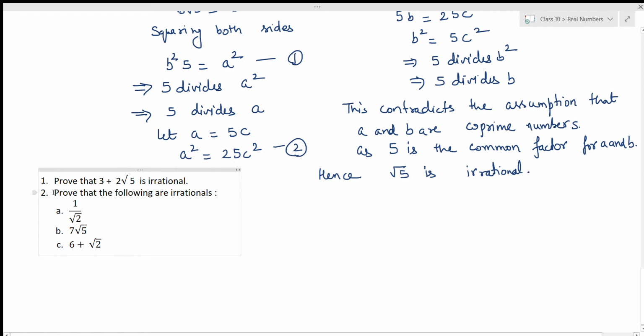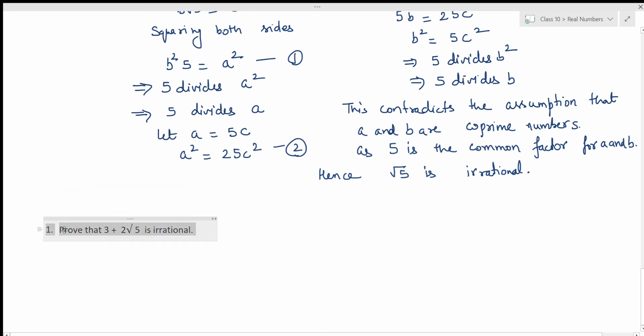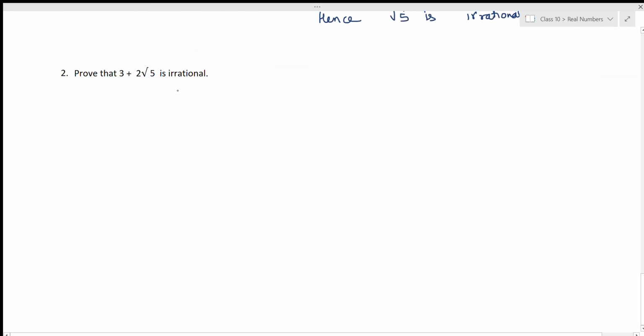Now let's do the second question. Just cut this one. This is the second question. So let's do this first, then we'll go to the third question. Again, let's start here. You will take that root 5 is irrational. So let 3 plus 2 root 5 be rational. We will start in this way. So therefore 3 plus 2 root 5 equals a by b.